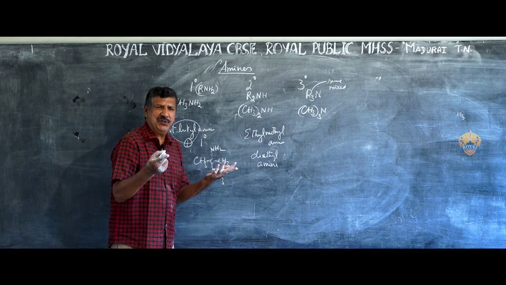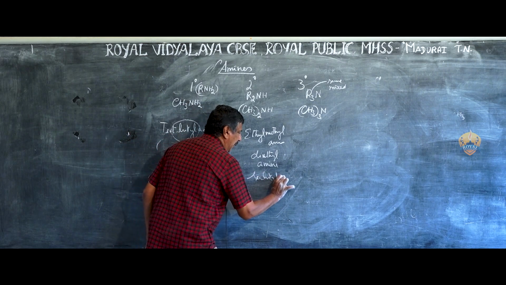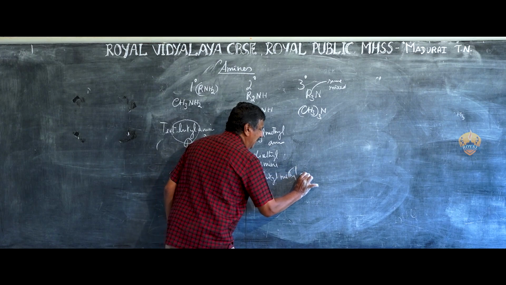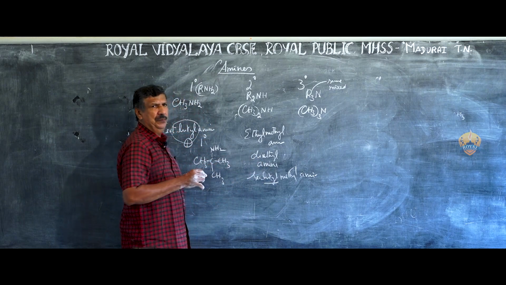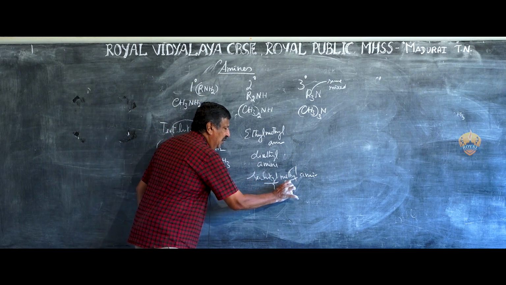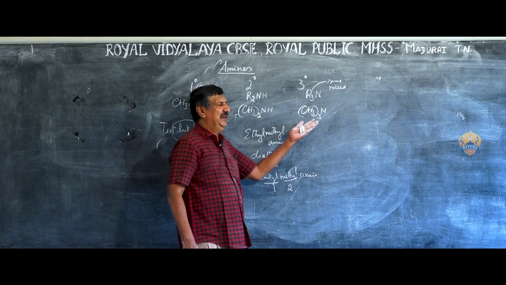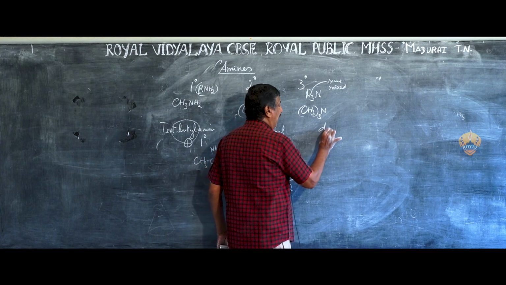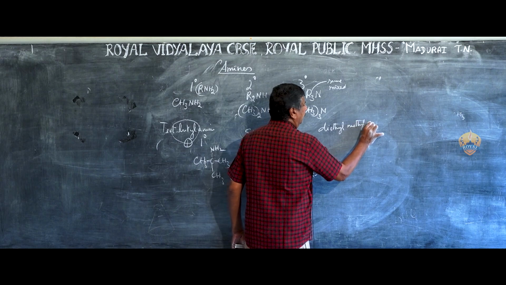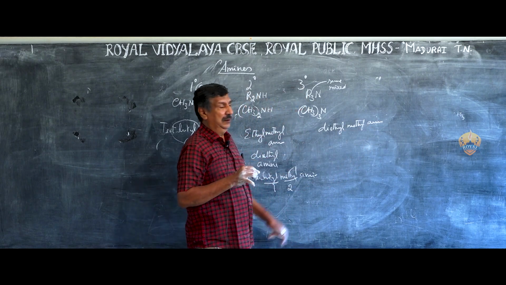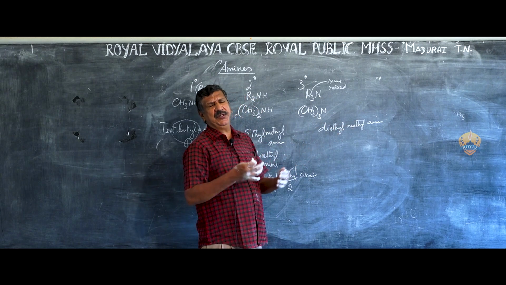Somebody can ask you some twisted question. Secondary butyl methylamine. How will you find it out? Sir, there is 1 butyl group and there is a methyl group. Since it contains 2 groups, it is a secondary amine. How will you find the tertiary? Somebody will say diethyl methylamine. Then how will you find? 2 ethyl, 1 methyl, so totally it is a tertiary amine.